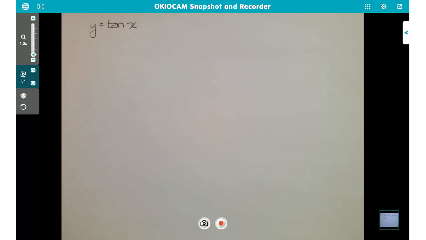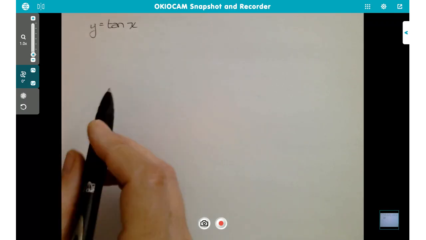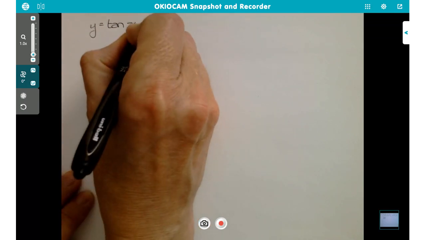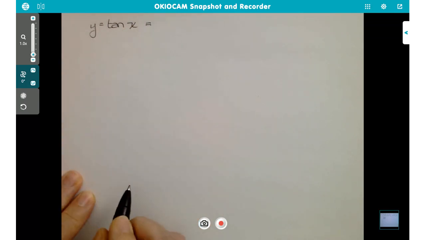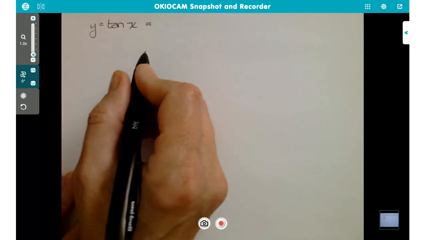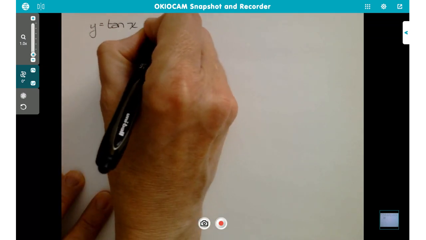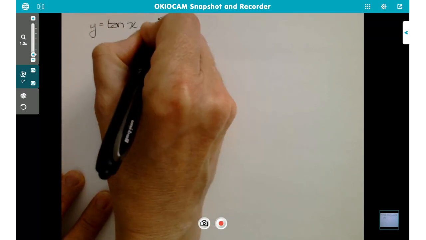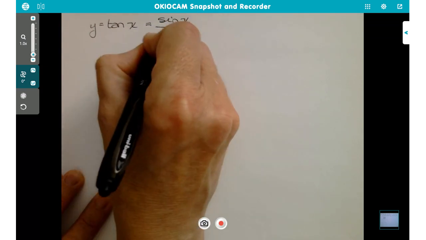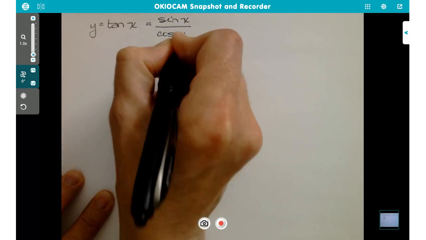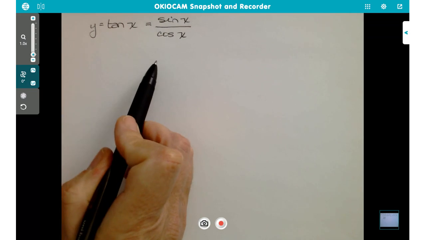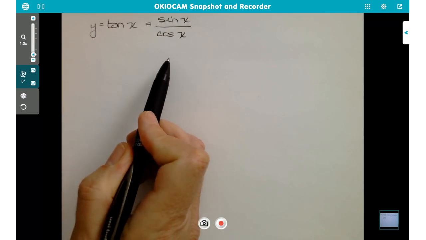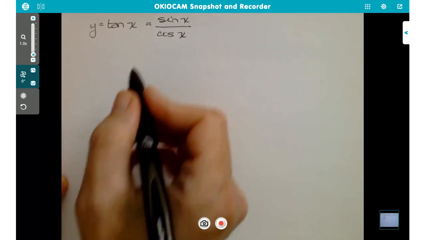Let's take a look at the graph of the tangent function. The tangent function, you can think back to the unit circle. We can get its values by putting the second coordinate, the sine value, over the first coordinate, the cosine value. So I can write tangent as sine x over cosine x. That's a fraction. We know some things about how fractions work.